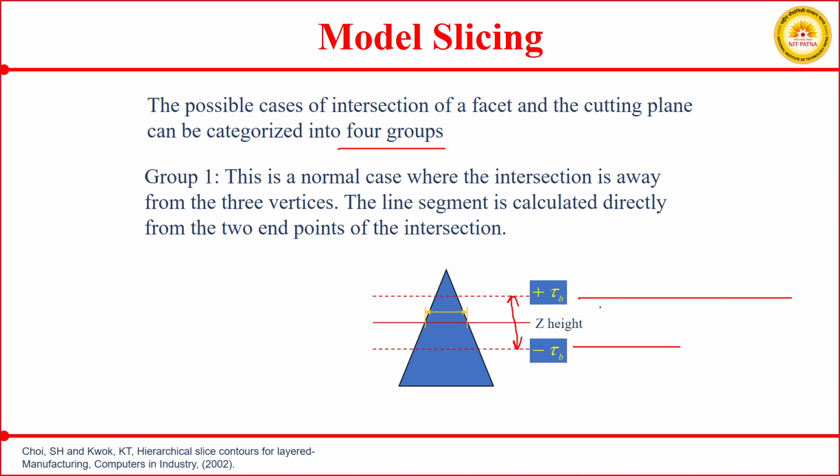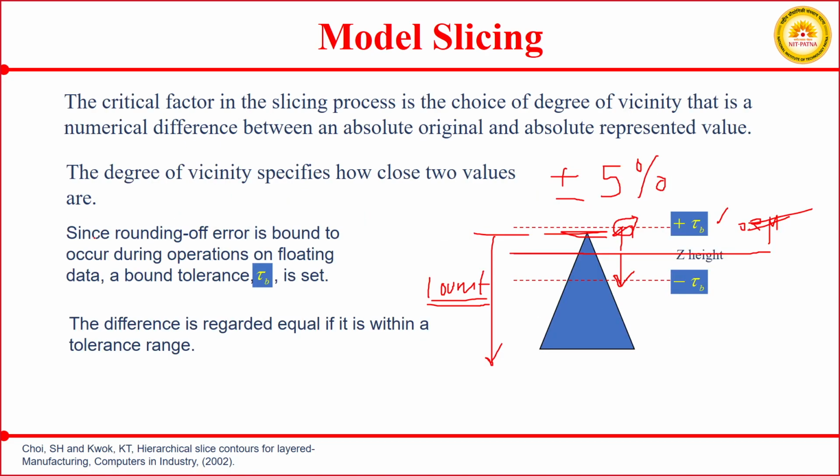Okay, this is our tolerance zone, or you can say bound tolerance. If any point or any vertex is falling in this zone, we will say our slicing plane is passing through this vertex. Is it clear? I hope.